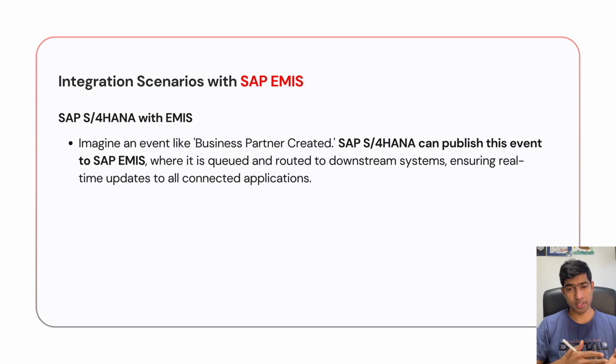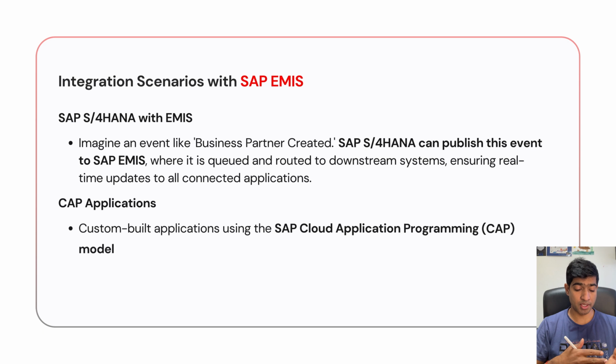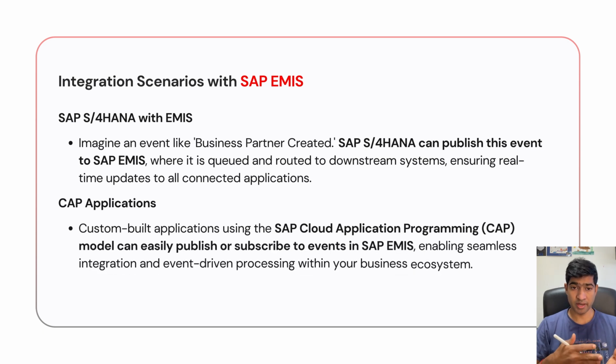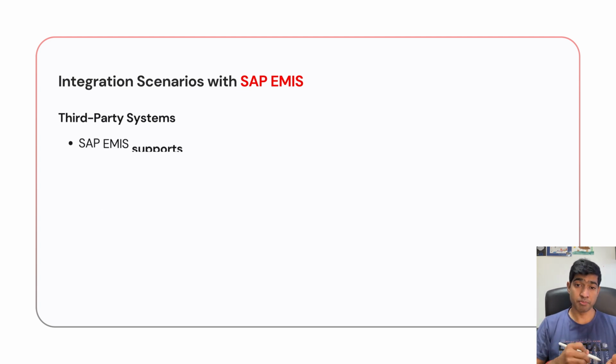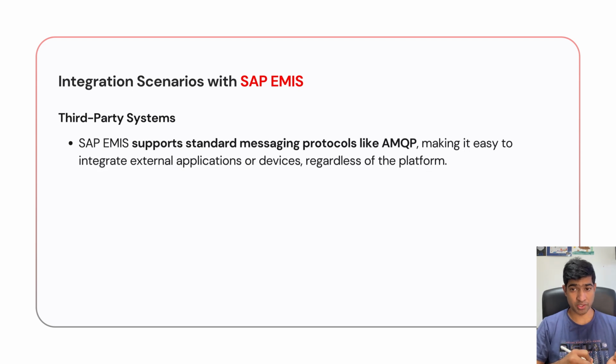The next scenario is by using CAP applications, custom-built applications using the SAP Cloud Application Programming model. They call it CAP these days. So these custom applications can publish or subscribe to SAP EMIS events. This enables seamless integration and event-driven processing within your business ecosystem. For third-party applications, EMIS supports standard messaging protocols like AMQP, as we discussed. This makes it easy to integrate external applications or devices regardless of the platform, because AMQP is a very popular protocol that we use for loose coupling and reliable integrations. So you can use the same protocol for integrating non-SAP applications.